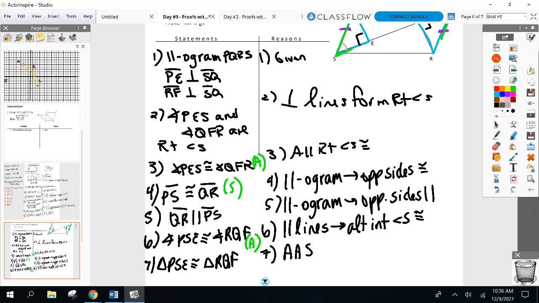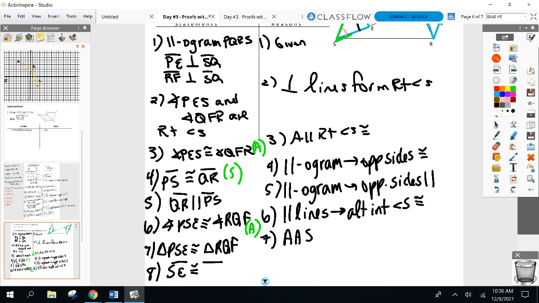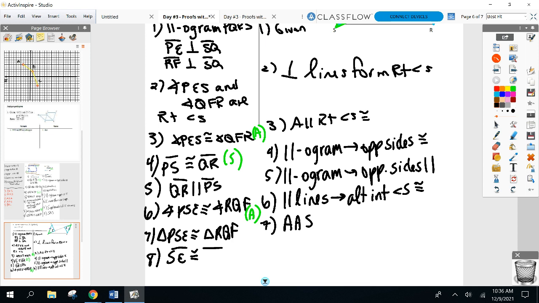And then finish it off, right? Now those segments are equal because of CPCTC. SE and QF, CPCTC.